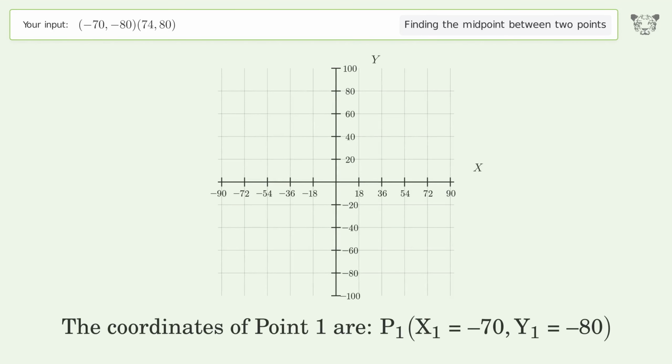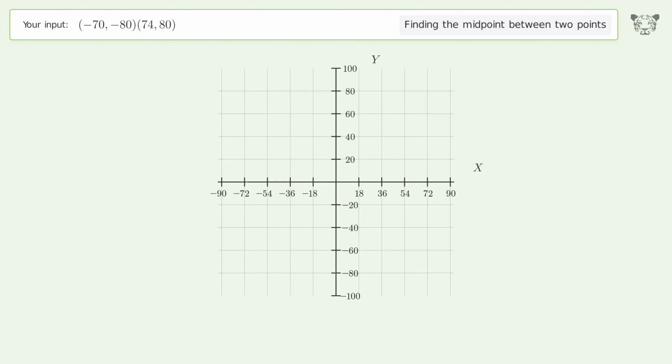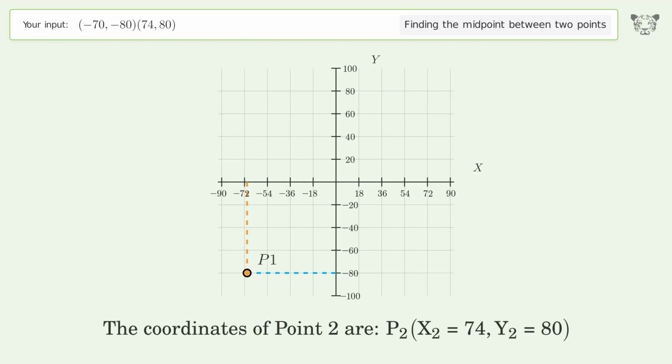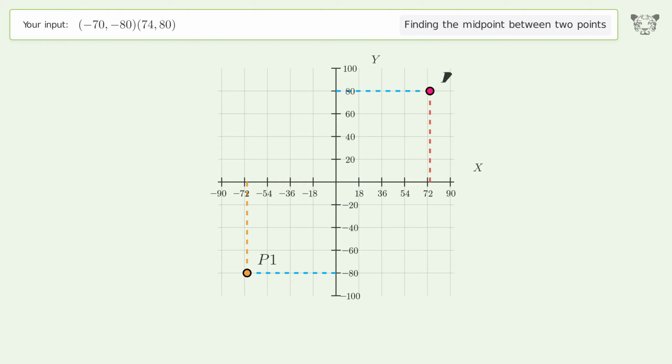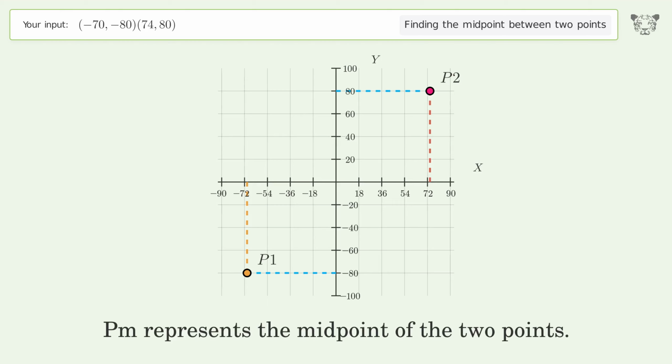The coordinates of point 1 are x1 equals -70, y1 equals -80. The coordinates of point 2 are x2 equals 74, y2 equals 80. PM represents the midpoint of the 2 points.